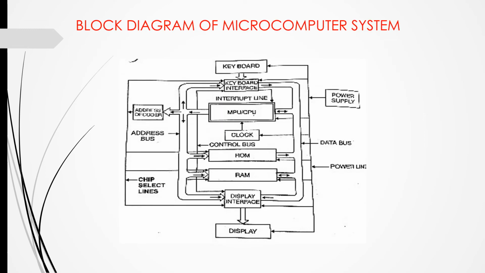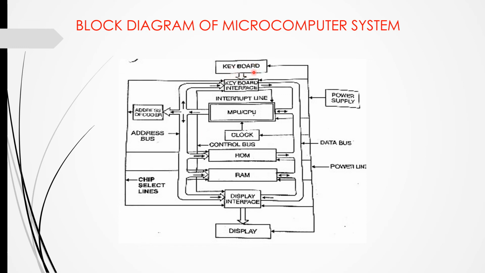Now we will move towards next topic. This is the block diagram of microcomputer system. Microcomputer mainly contains 5 blocks: input device, microprocessor unit, program memory, data memory and output device. So here you can see this is input device.